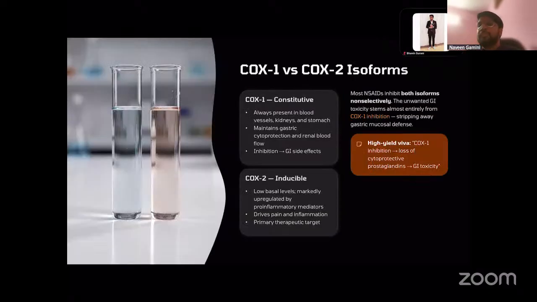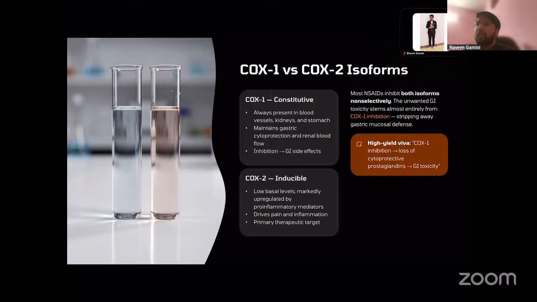Now, there are two types of COX, that is COX-1 and COX-2. So the laboratories have also synthesized two types of NSAIDs, that is COX-2 specific or non-specific NSAIDs. Where do we find the COX-1 enzyme? COX-1 enzyme is constitutive, that is baseline present, in blood vessels, kidneys, and stomach. It is helpful in gastric cytoprotection and renal blood flow.